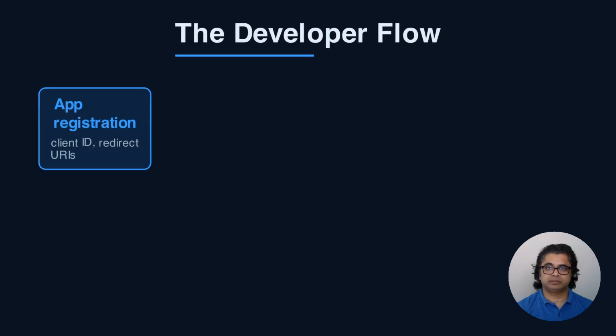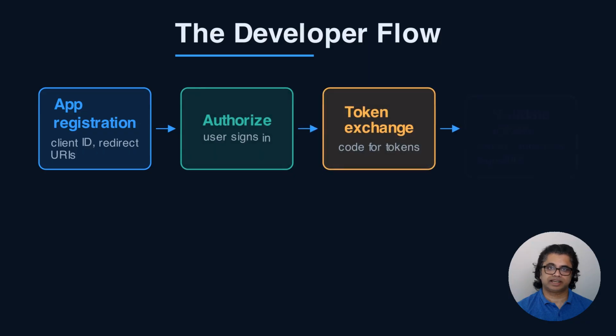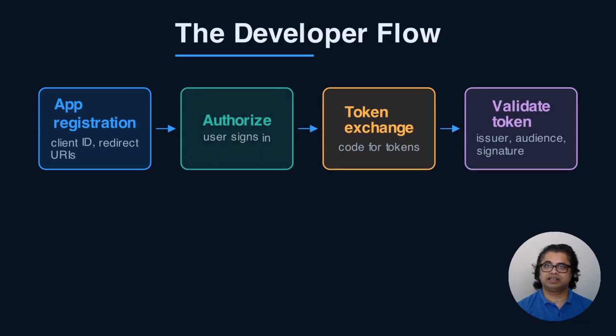Whichever product you pick, the mechanics are similar. First, you create an app registration, which gives your application a client ID and defines its redirect URIs and the permissions it requests. At runtime, your app redirects the user to the authorize endpoint, the user signs in, and Entra returns an authorization code. Your app exchanges that code at the token endpoint for an ID token, which proves who the user is, and an access token, which is a JWT you send to your API. Your API validates the token's signature, issuer, and audience before trusting it. That handshake is the same pattern across both products.